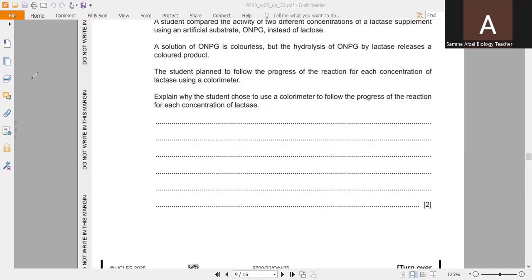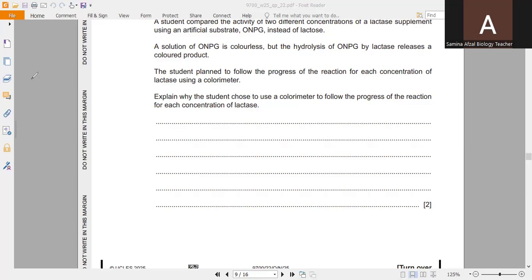The hydrolysis of ONPG by lactase releases a colored product. This color change is what allows a colorimeter to be used. Secondly, a colorimeter measures color intensity. A colorimeter is an instrument that measures how much light a colored solution absorbs. So it measures the absorbance. The deeper the color, the more light is absorbed. So the color intensity is proportional to the product concentration.